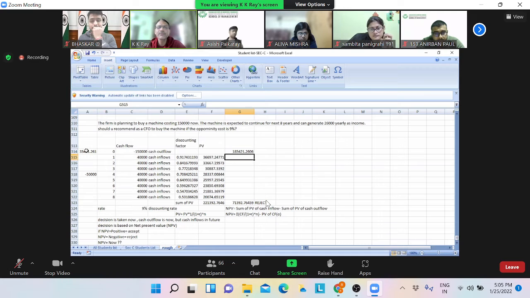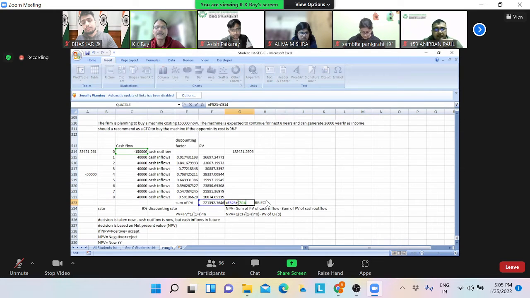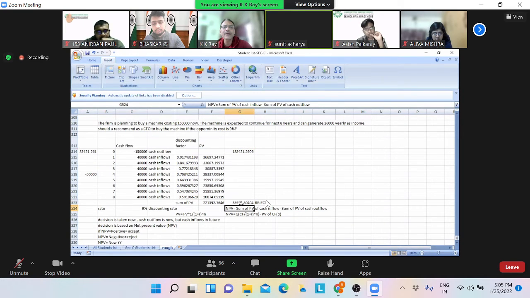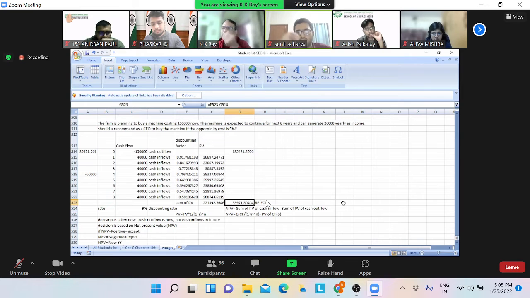This became my present value, the present investment: 1,85,441. So this amount will be deducted from this. So my net present value became 35,971.